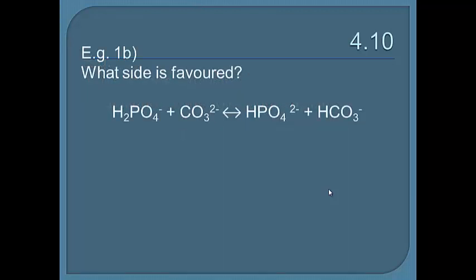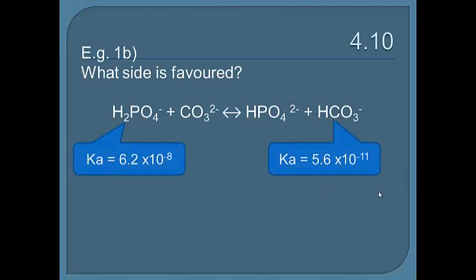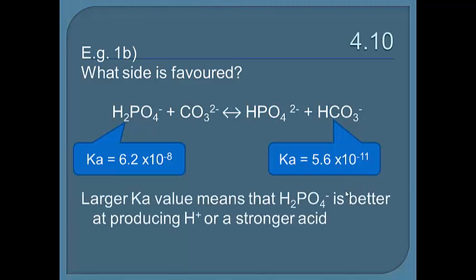Next, we were asked what side is favored. If a side is favored, it means we have more of that. So basically what this question is asking is, what do we have a higher concentration of, reactants or products? When we answer a question like this, we identify the acids on both sides and we simply compare the Ka values of these things. Larger Ka value means that H2PO4- is better at producing H+, or a stronger acid. Therefore, the products are favored.